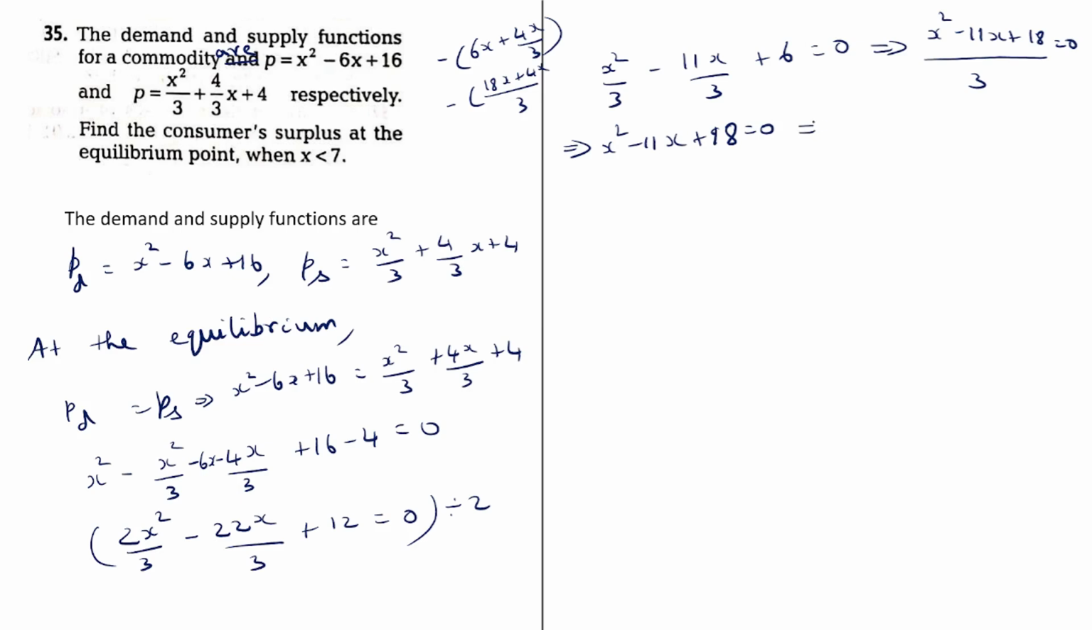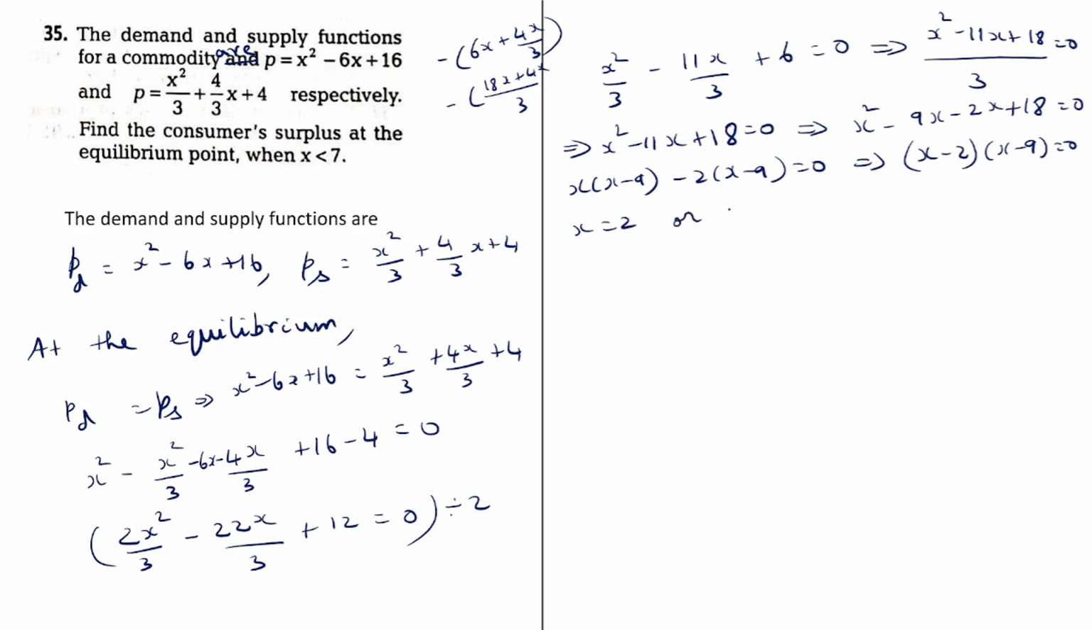Now this we can factorize as x square minus 9x minus 2x plus 18 equal to 0. So x into x minus 9 minus 2 into x minus 9 equal to 0. So the factors are x minus 2 and x minus 9. This is equal to 0. So x is equal to 2 or x is equal to 9. So from this we get x naught is equal to 2 since x less than 7.